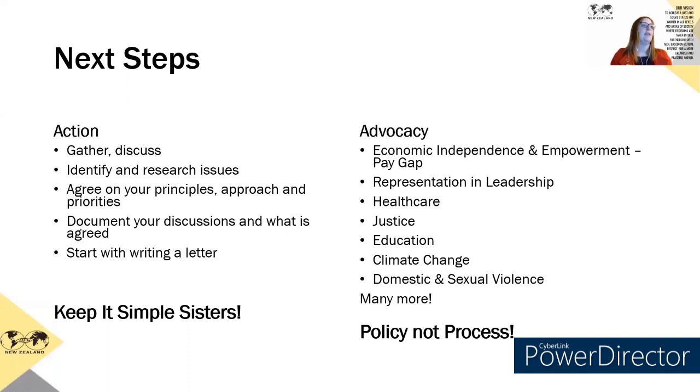So some thoughts on next steps. Action might be gather and discuss, come up with those issues that you identify are pressing for you or your club or women in your area locally. Agree as a club or as a group on your principles, approach and priorities. Document your discussions and what is agreed, so that it confirms what you've agreed on, and it's something you can go back to check on later during the advocacy process. Maybe start with just writing a letter. That gets things out there.